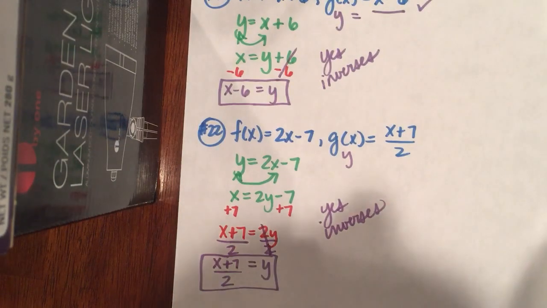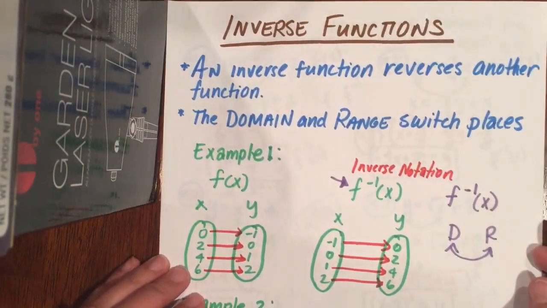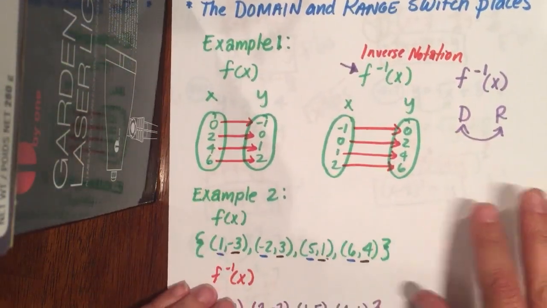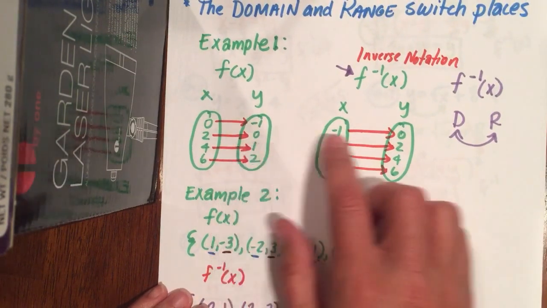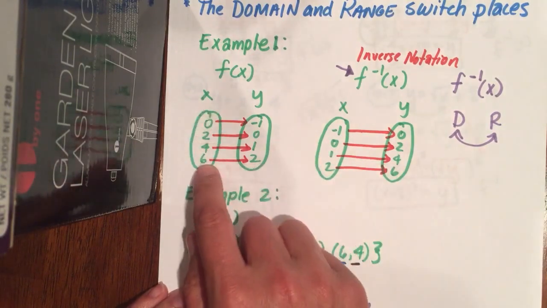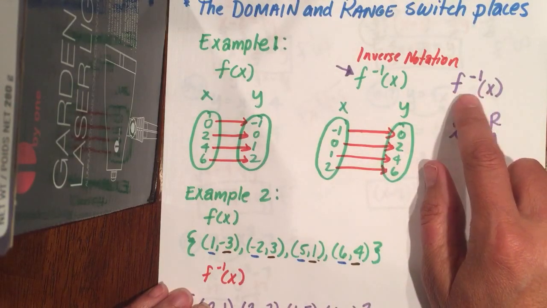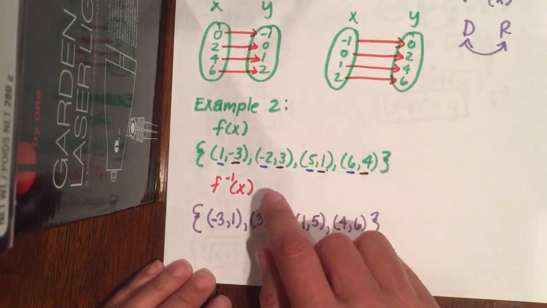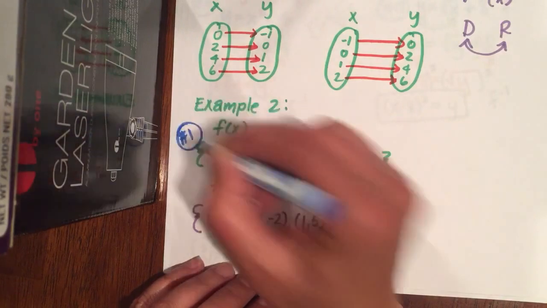So just a quick review. We're going to go back to the beginning. Inverse functions. An inverse function is a function that reverses another function, basically the domain and range switch. I gave you examples of mappings where the input became the output and the output became the input. So all the x's became the y's and all the y's became the x's. We went over inverse function notation. We looked at an example of inverse functions using coordinates, and this happens to be number 1 on your assignment.